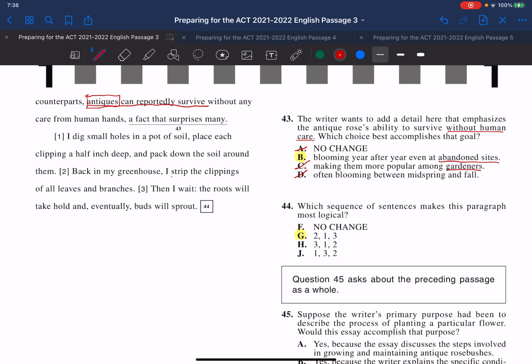So notice that it says here they strip the clippings of all leaves and branches. And so that has to be done before it goes in, because once it's planted, then you can't strip them. So this is why letter G is the choice, because sentence number 2 has to go first. She has to strip the clippings first, then plant them, and then wait for the buds to sprout.